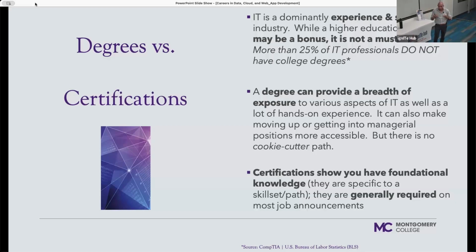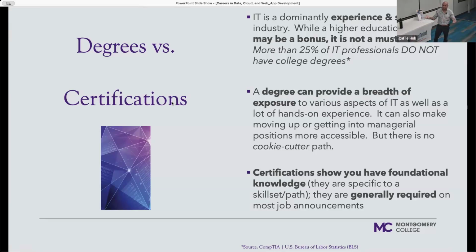So there's nothing wrong with starting with a degree. A lot of people start with a degree. I started with a degree. Certifications are a good way to start in the industry, all right? But also, a lot of times certifications complement degrees, okay? And that's what we're going to be talking about in the next few minutes.